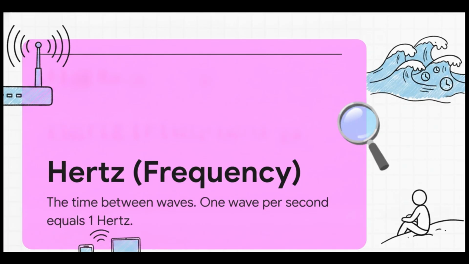To put the science in kind of layman's terms here, just imagine you're sitting on a beach, watching the ocean waves crash onto the shore. If you calculate the time between each wave crashing onto the shore, you are calculating the frequency. So if one wave hits the shore exactly every single second, that equals exactly 1 hertz.